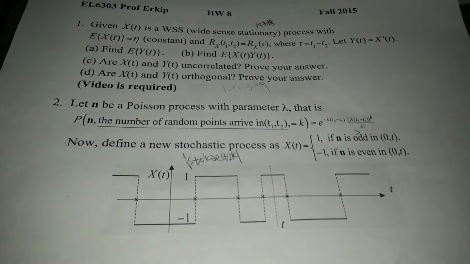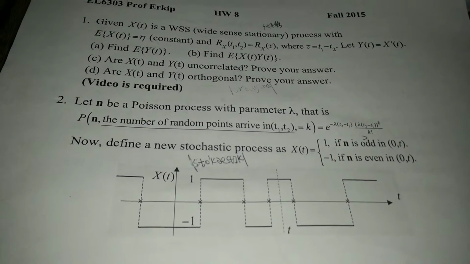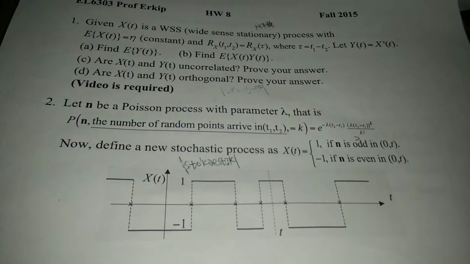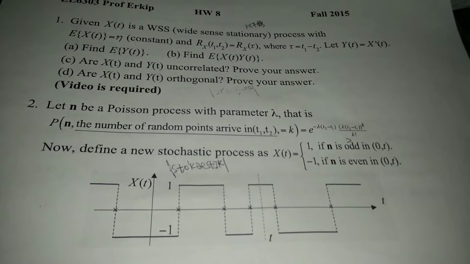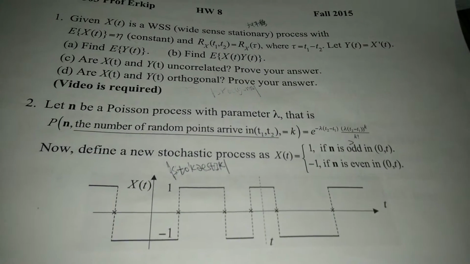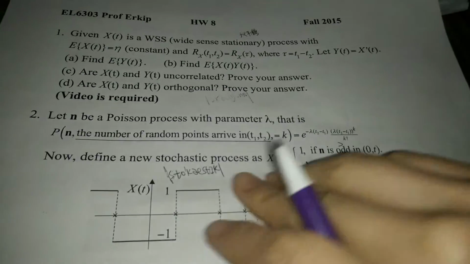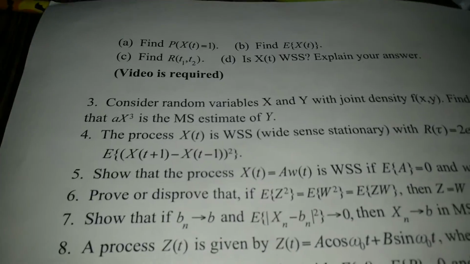EL6303. For this question, we know the Poisson process with a parameter lambda, and we defined a new stochastic process x of t. It equals 1 if n is odd, and it equals -1 if n is even. So for the first question, we need to find the probability of x of t equals 1.